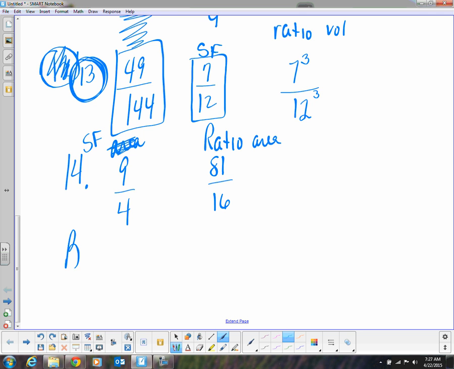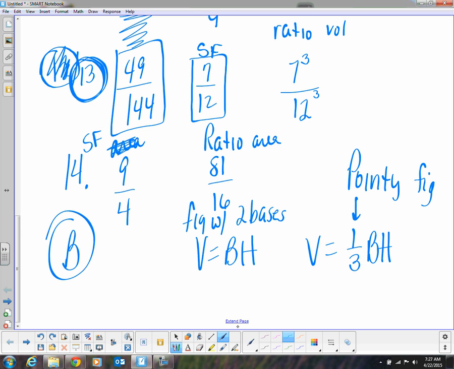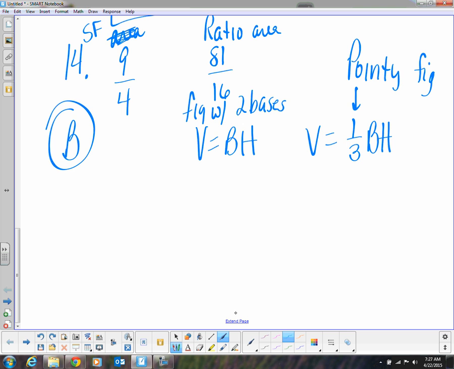A lot of people messed up on base area. You were given the volume formulas, but you have to know when to use them, and you were using the cone formulas for the cylinder, the pyramids for the prisms, all right? When you see the 1/3, that's the pointy figures. Without the 1/3, that's the figures with two bases. So if you pick the wrong formula, you're kind of toast to start.